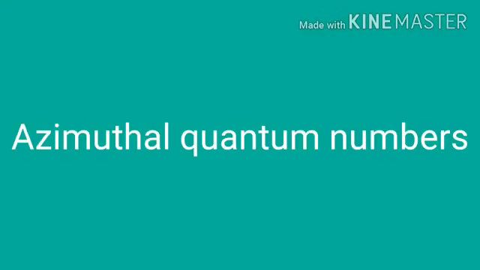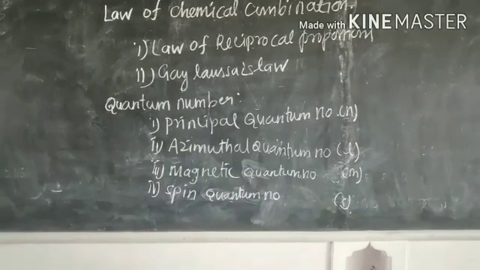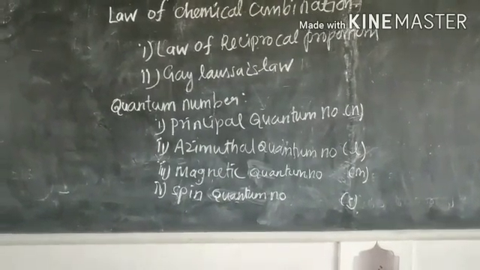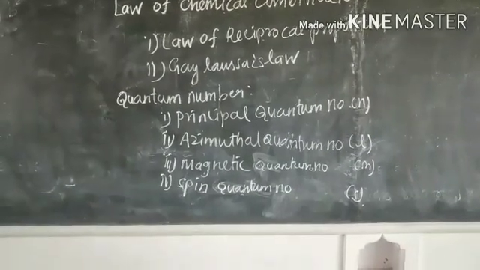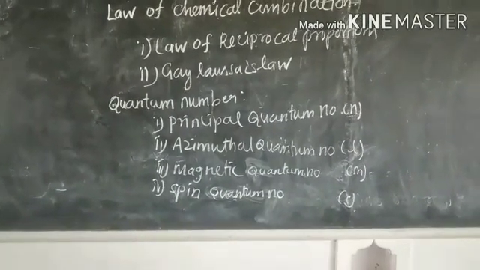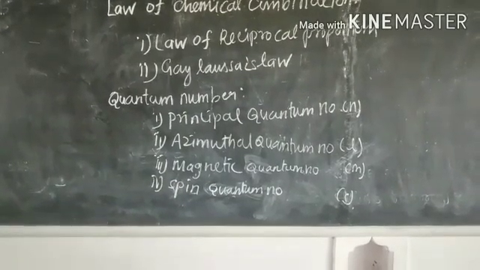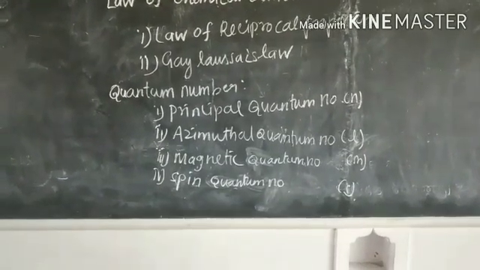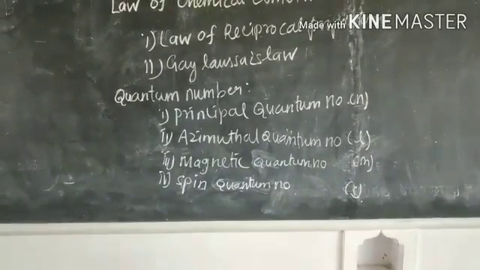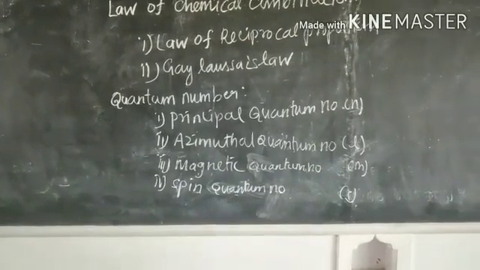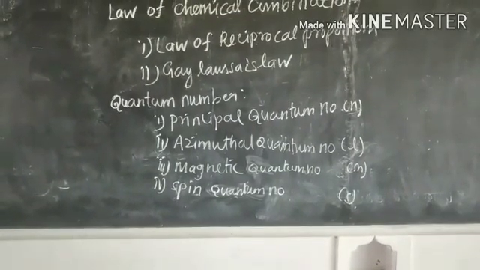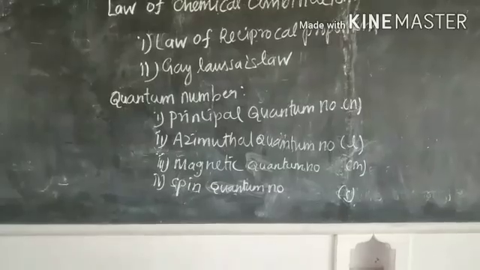Then the second quantum number is the azimuthal quantum number. It is designated as L. It gives information about the shape of the orbital. What is meant by orbital? The region where the probability of finding the electron is maximum. Okay, the orbitals are classified into 4 types: s orbital, p orbital, d orbital and f orbital. The shape of the s orbital is spherical, the shape of the p orbital is dumbbell, the shape of the d orbital is double dumbbell and the f orbital is cloverleaf shape.